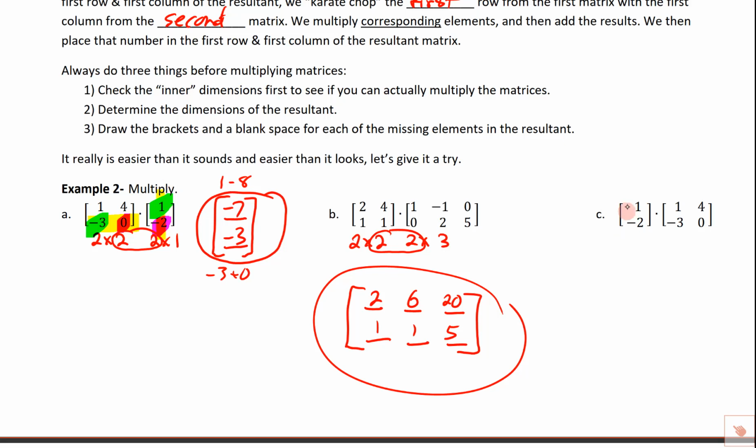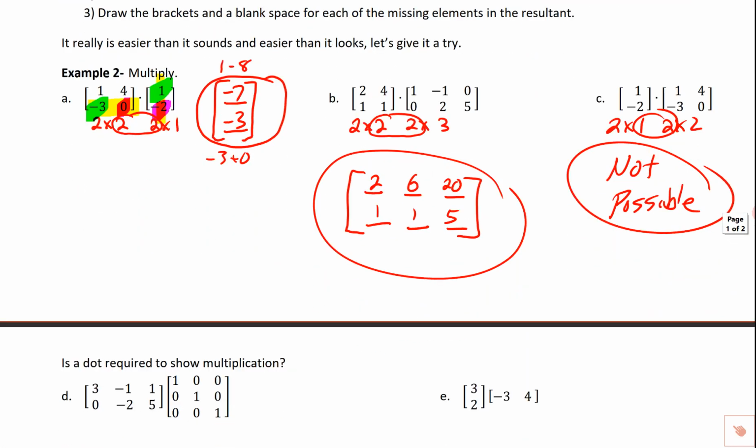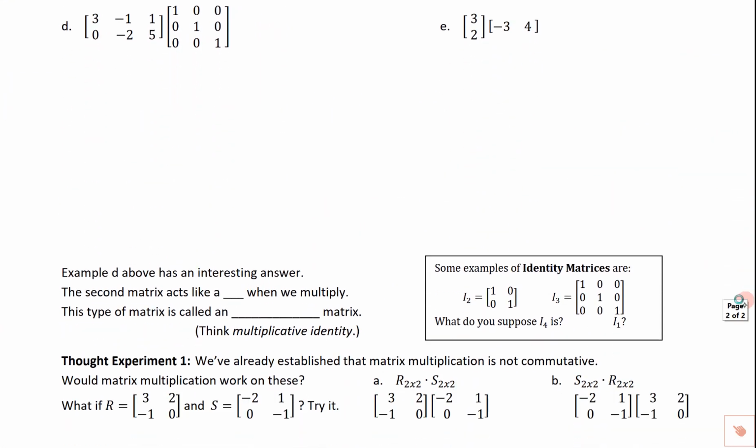So on this one here, we've got 2 rows and 1 column, and then we've got a 2 by 2 over here. You'll notice those inner dimensions are not the same, so this is not possible. Not possible right here. So let's flip the page over and take a look at the ones on this side.